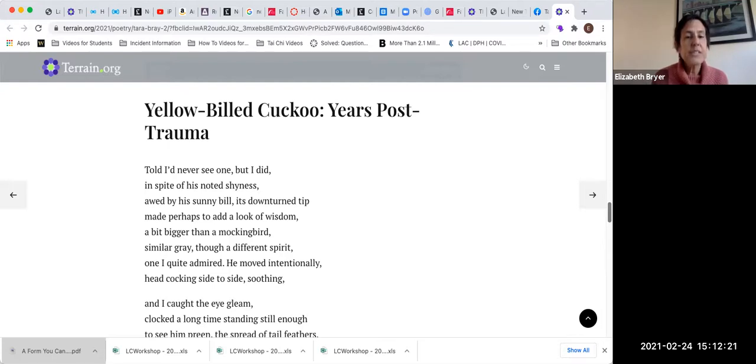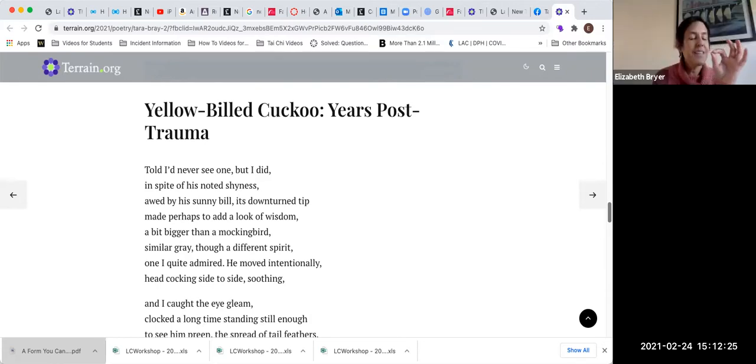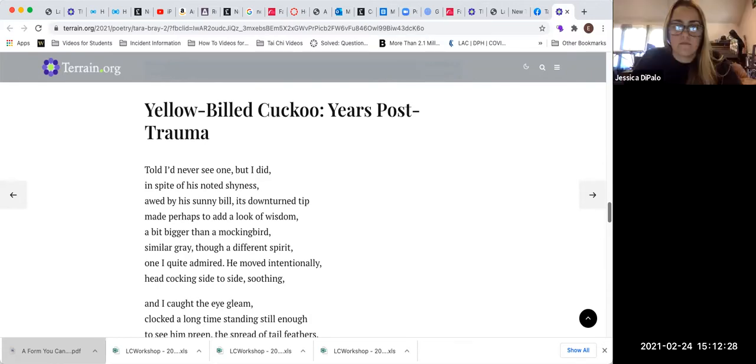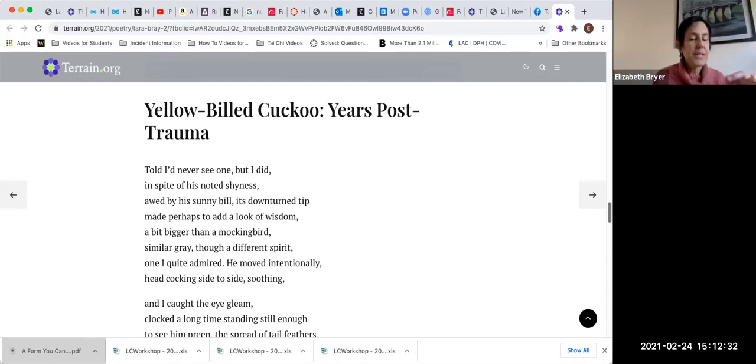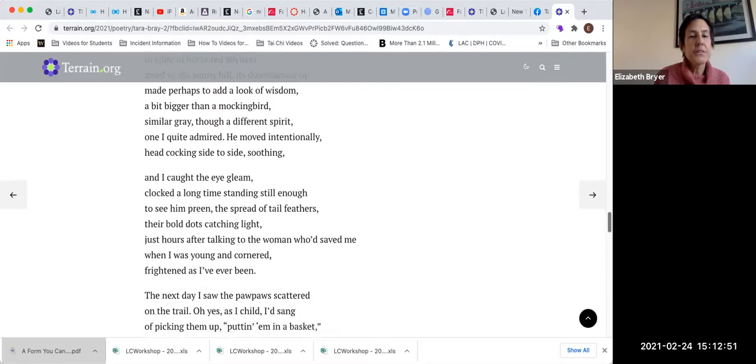Its downturned tip made perhaps to add a look of wisdom. So I'm thinking at the end of a beak, sometimes there's a downturn that she's talking about, and it makes him look wise. A bit bigger than a mockingbird, similar gray, though a different spirit. So this bird is bigger than a mockingbird, similar gray, though maybe a different personality. One I quite admired. So she admires this bird.